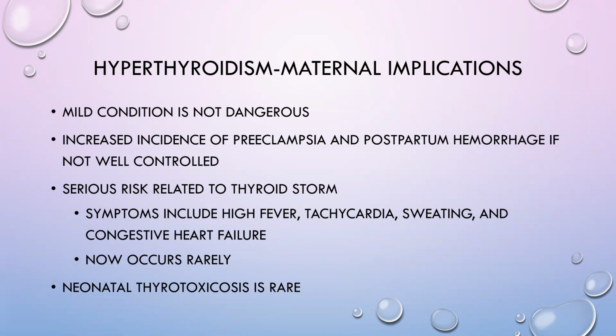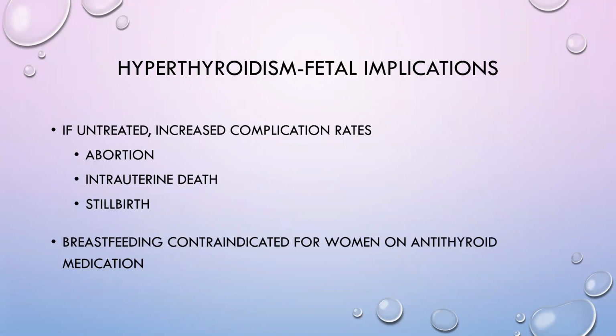With hyperthyroidism, maternal implications include preeclampsia and postpartum hemorrhage if it is not well controlled. Thyroid storm is a possibility with hyperthyroidism in the mother. When diagnosed during pregnancy, the hyperthyroidism may be either transient or permanent. Fetal implications include abortion, intrauterine death, and stillbirth. Breastfeeding is contraindicated for women on antithyroid medication.